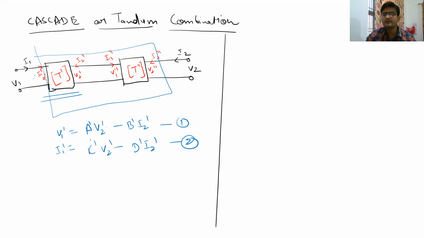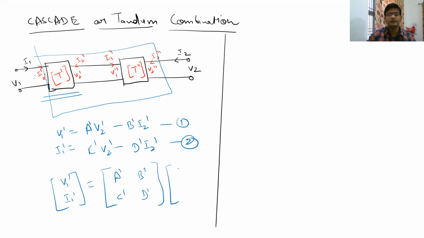We can rearrange these equations and write V1' and I1' in the matrix form. You must have studied this already in your mathematics. So in the matrix form, this will look like A', let me write it as plus B' only, B', C', and D' multiplied by V2' and minus I2'. Let me call it equation A. So this is your ABCD parameter for the first two-port network.